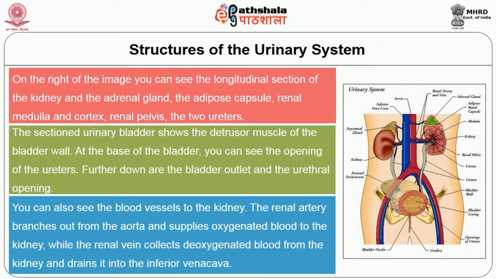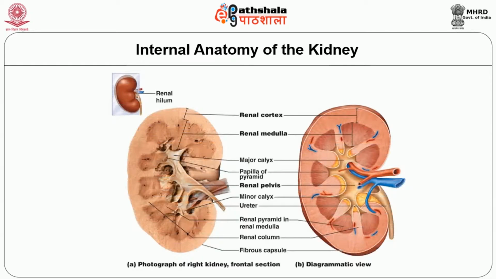You can also see the blood vessels to the kidney. The renal artery branches out from the aorta and supplies oxygenated blood to the kidney, while the renal vein collects deoxygenated blood from the kidney and drains it into the inferior vena cava. Now, let us move on to the internal anatomy of the kidney. In the diagram, on the left is the photographic representation and on the right is the diagrammatic view of the kidney. You can see the three distinct regions of the kidney, namely the cortex, the medulla and the renal pelvis. You can also see the major and minor calyces which collect urine and empty it into the renal pelvis.